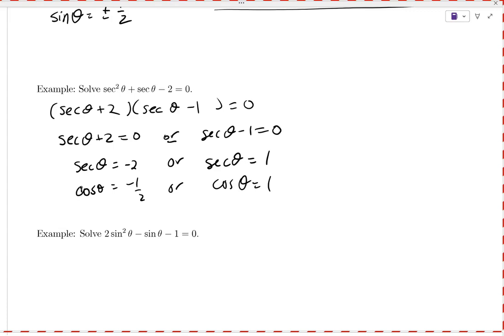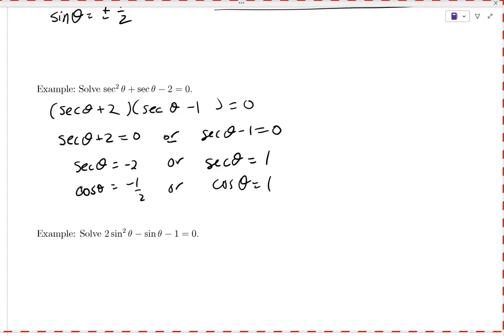For negative 1/2, what quadrants are you looking in for your fundamental solutions? What quadrants is cosine negative? 2 and 3. If we just had the 1/2, what angle has a cosine equal to 1/2? Pi over 3, good. And we want the ones that are in quadrants 2 and 3.